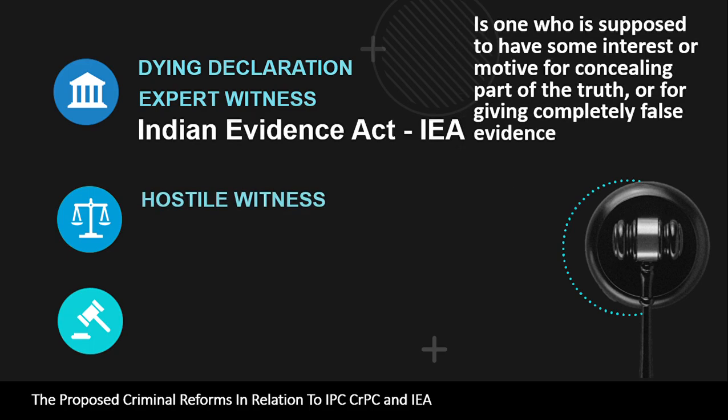Next, hostile witness. Hostile witness is a person who is supposed to have somehow some motive for concealing a part of the truth or for giving completely false evidence. As far as India is concerned, even concealing a part of the truth is considered to be felony, because under oath the person states, I, in the name of God, solemnly swear that whatever I say is the truth, the whole truth, nothing but the truth. So anything less than the whole truth is considered to be felony.